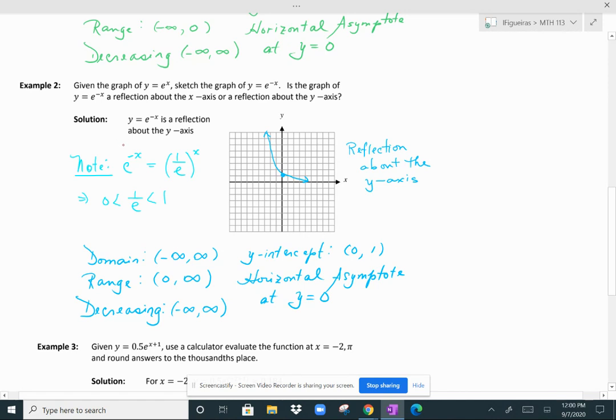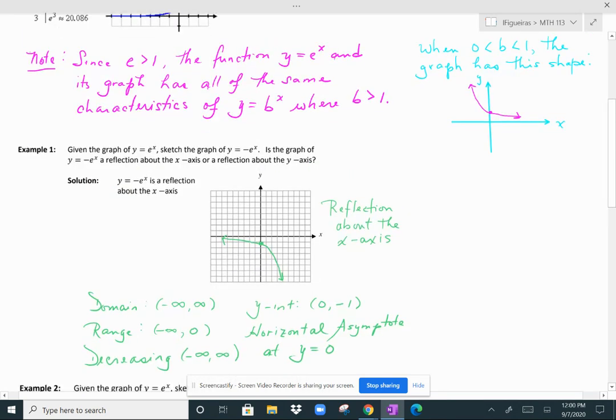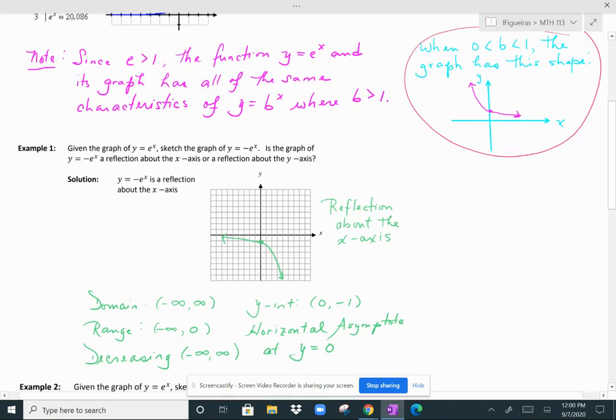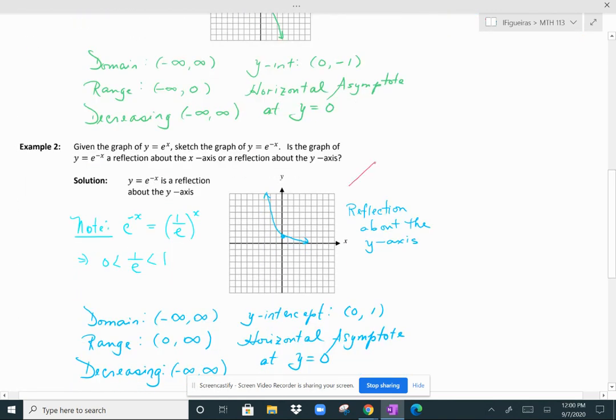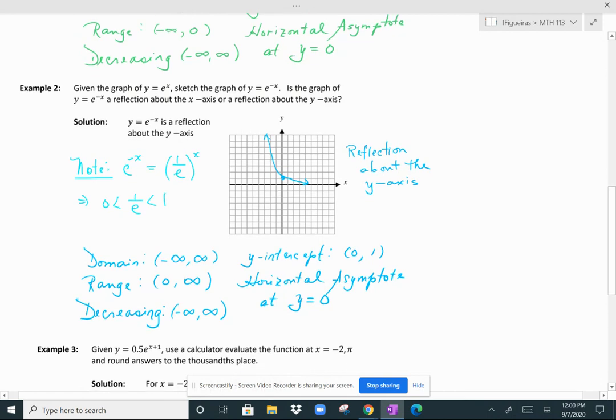And so here's something to keep in mind, that e to the negative x can be rewritten as 1 over e to the x. But when you look at it from this perspective, 1 over e is a proper fraction, because remember e is about 2.7. So 1 over 2.7 is a number between 0 and 1. And I mentioned before in this lesson, as well as previous lessons, that when your b is between 0 and 1, your graph is going to decrease from left to right. So that's exactly what we see here. This is decreasing from left to right, and it's going to have that same general shape of exponential functions.